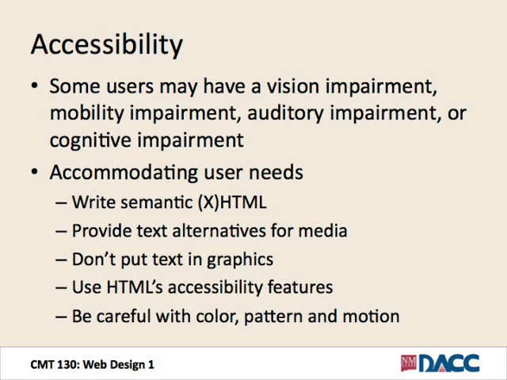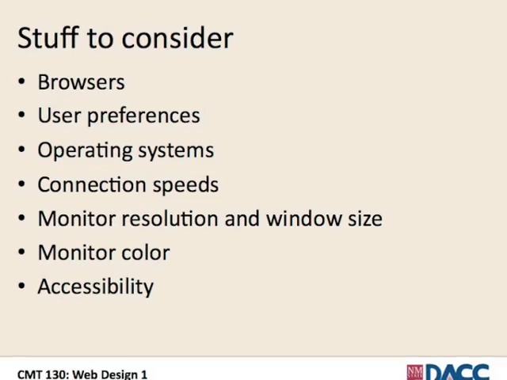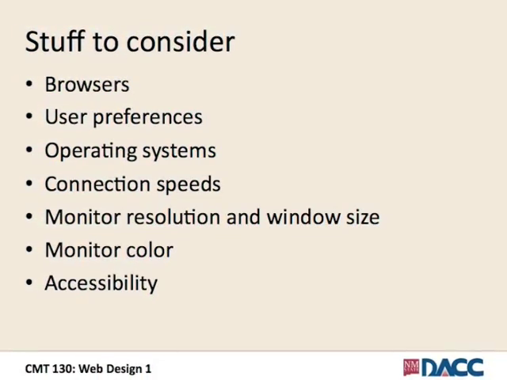You don't want to trap text in graphics. So the button that you so carefully created, you don't want to bake the text right into it, or someone with a vision impairment cannot see it. You want to use XHTML's accessibility features, which we can talk about as the semester progresses. And you want to be careful with color, pattern, and motion. For example, a colorblind user cannot see all colors, so you need to consider their needs when designing the color scheme for your website. So as you can see, there's a lot of stuff to consider when designing a web page. This has been an overview. We'll talk about the gory details as the semester progresses.